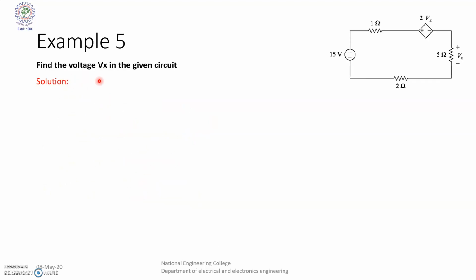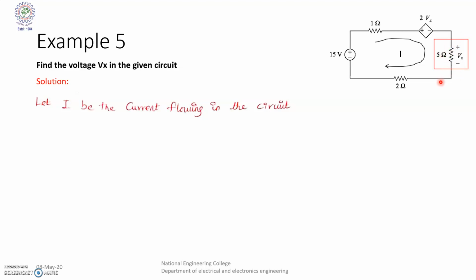And here, find the voltage Vx in the given circuit. So before that we will choose the current as I, which is flowing in the clockwise direction like this. So we are choosing a current I which is flowing clockwise. So here Vx is the voltage across the 5 ohm. So Vx is equal to the voltage across the 5 ohm.